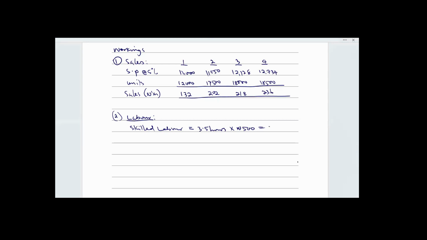1,750 is the labor cost. Unskilled labor, we are told that 4 hours will be needed, at what price? 300 naira per hour. So multiply by 300, and that will give us 1,200. When you add it together, that's 2,950. So this is the first year price. This represents the first year price for labor.